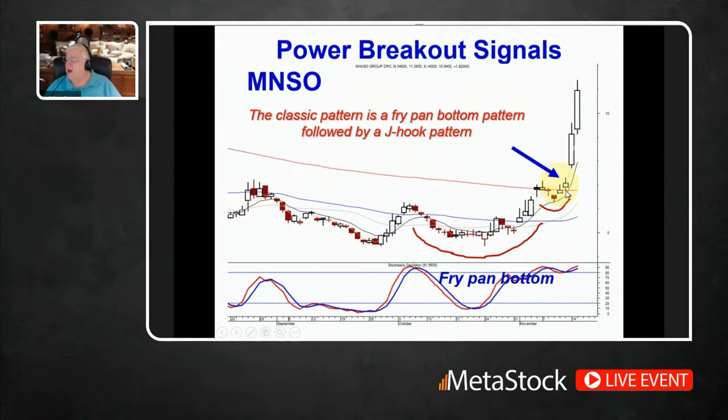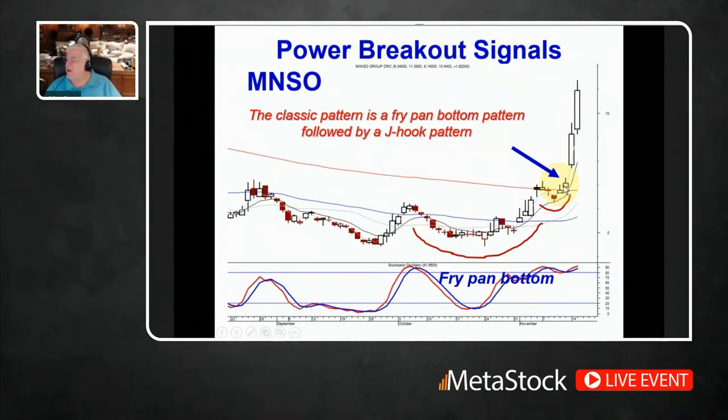And it pulls back, and look where it pulls back to. Right smack dab to the T-line. Again, our T-line rule is, if it doesn't close below the T-line, we're still in an uptrend. Now we've got that next little J-hook pattern, except this is a more defined J-hook. It's occurring at a level that everybody else is watching. So we can see the pattern setting up.